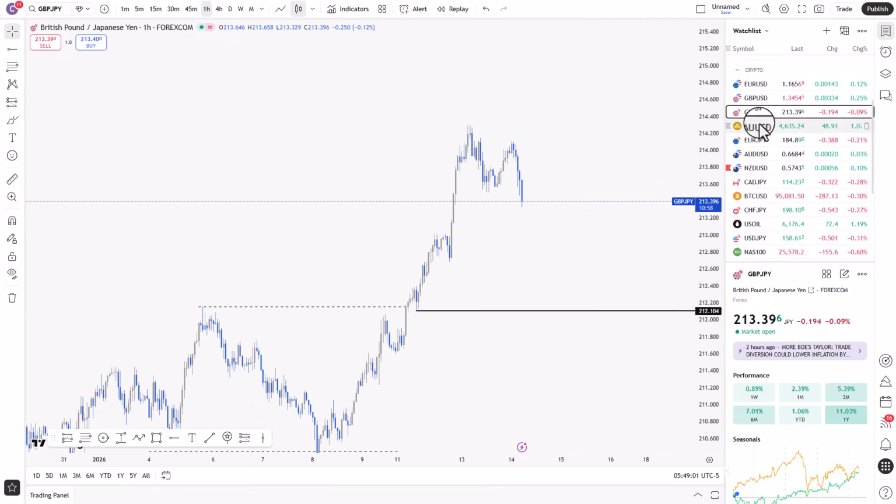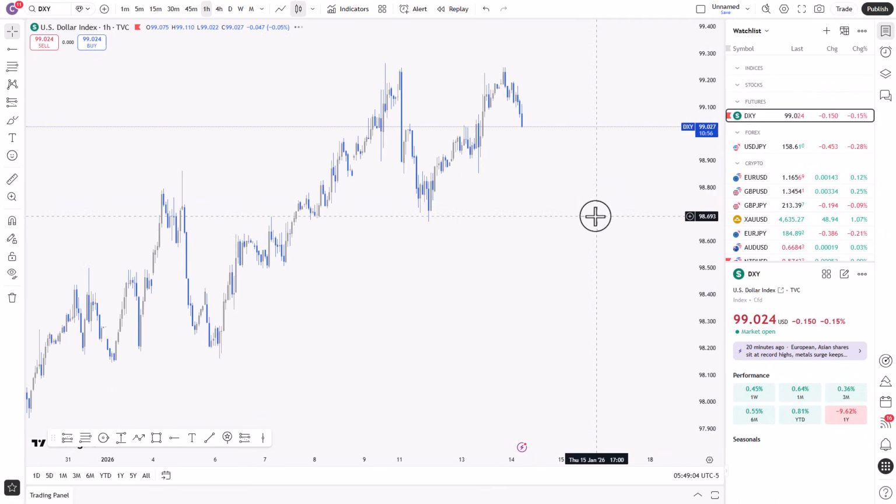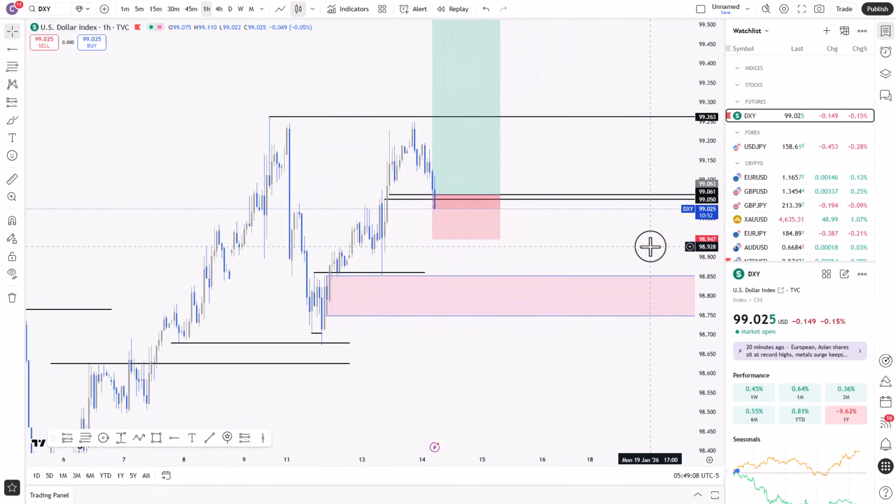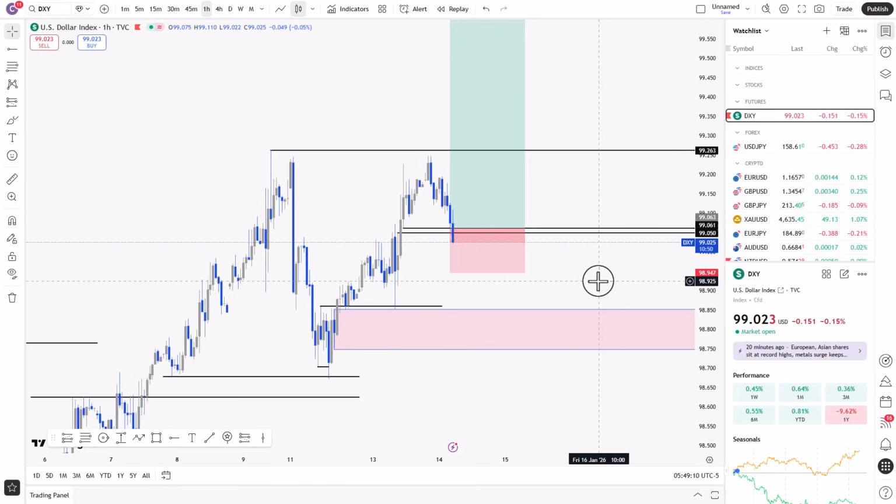So basically, these are the things I'm looking at today on the dollar index, foreign currency, gold, and the commodities asset GBPJPY.